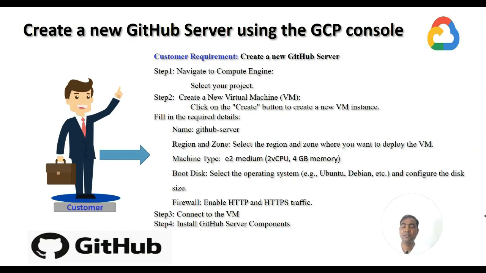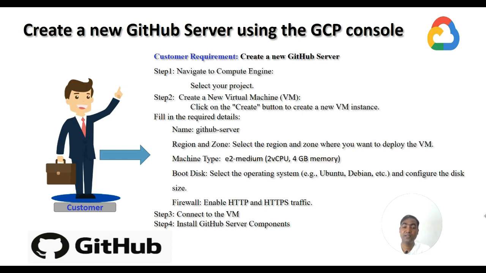Guys, as you can see here, how do you create a new GitHub server using the GCP console portal? As I mentioned all the steps here, first of all you navigate to Compute Engine, then select your project. The next step is to create a new virtual machine. Click on the create button to create a new VM instance, then configure all the VM details like the name of the VM. Select your region and zone where your VM is located.